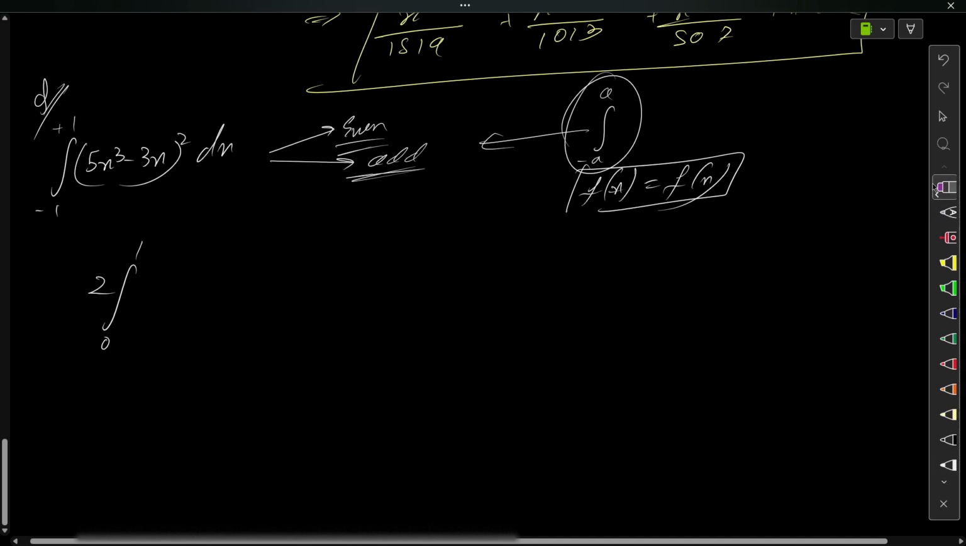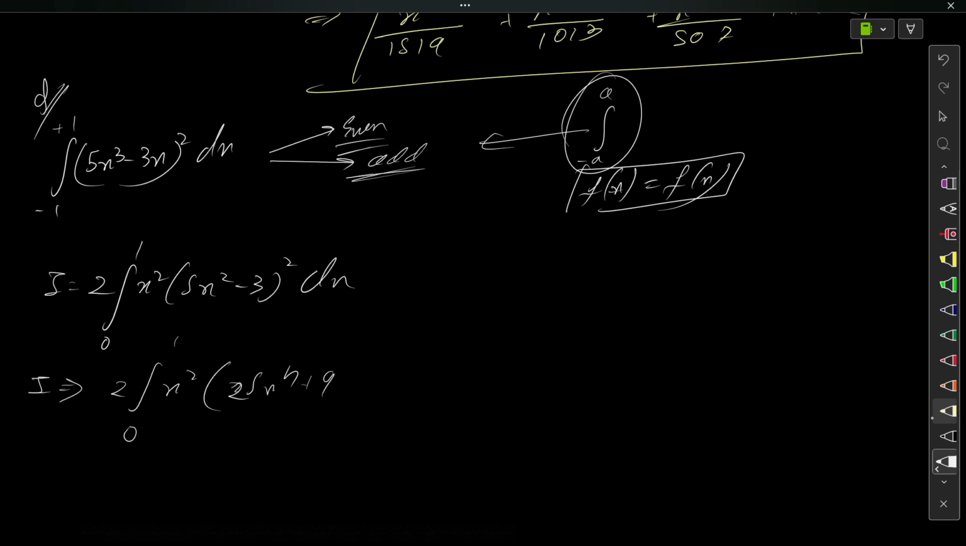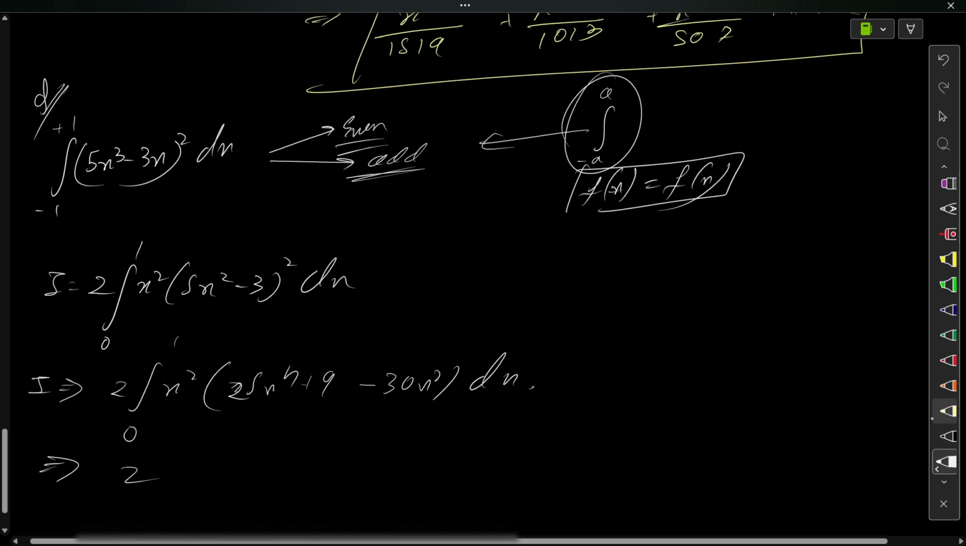I should take x as common first. That would be much better. Okay, so we have the integral of x square into (5x square minus 3) whole to the power 2 with respect to dx. If this is I, then I can be written as 2 times the integral from 0 to 1 of x square (25x to the power 4 plus 9 minus 30x square) with respect to dx.